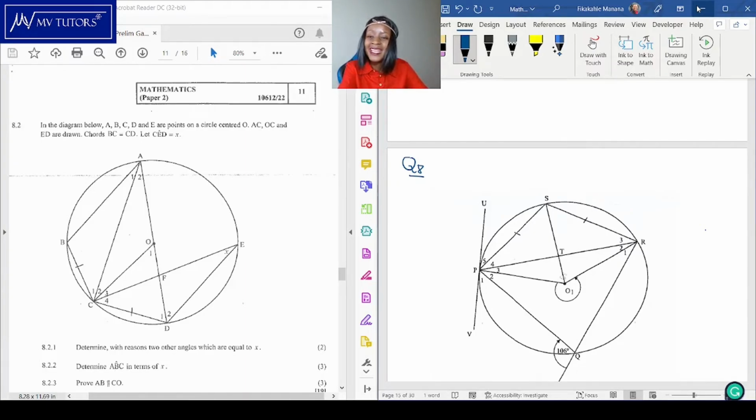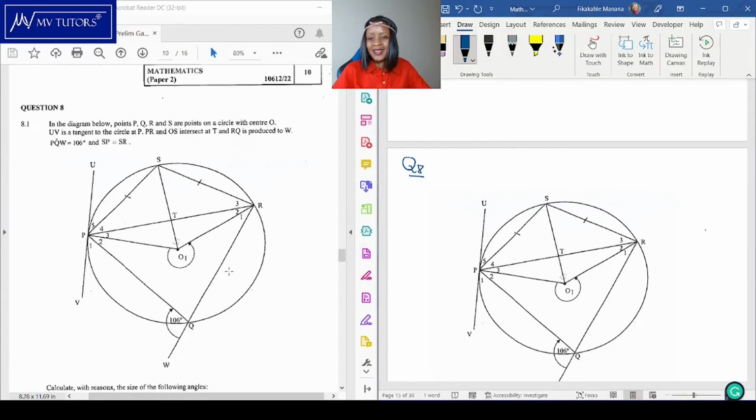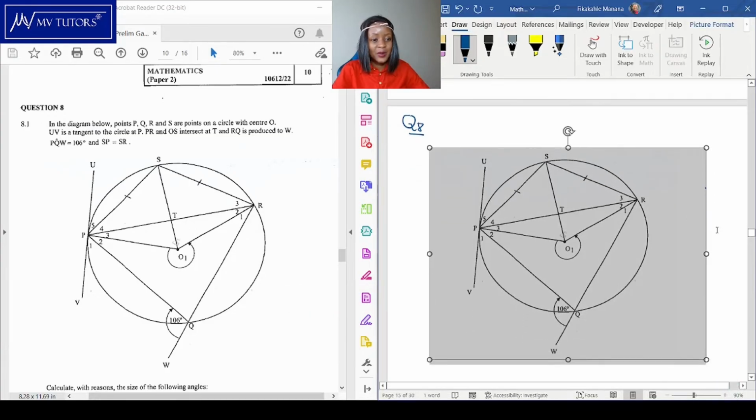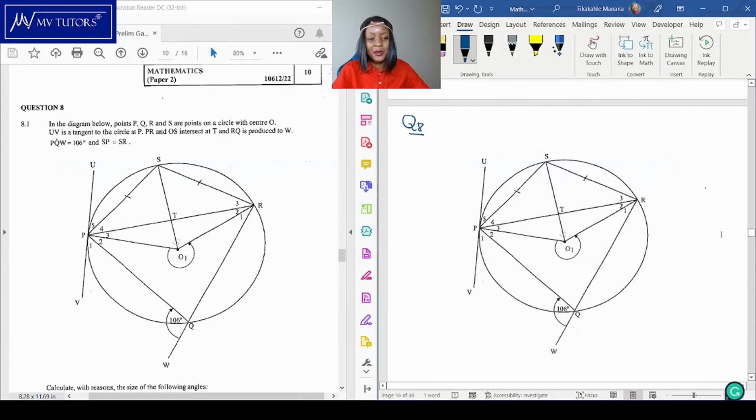Okay. Anyway, let's get to the questions. All right, question 8. It says, in the diagram below, points P, Q, R, and S are points on a circle with center O. As soon as I hear center O, I get excited because I'm already thinking angle at the center is twice that of the angle at the circumference, or something along those lines. Okay, and I know I have radii that are equal in length, obviously.